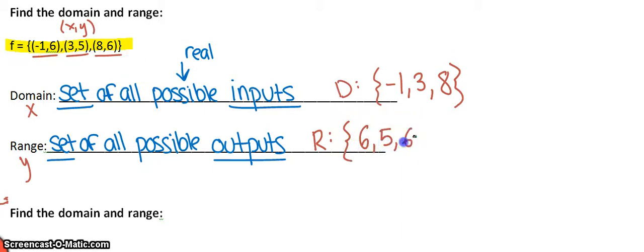Right now I'm just listing what I see. But if you look at my range for this function, notice I'm repeating 6. You don't need to repeat values in your range, because 6 is already included. You don't need to include it twice. So really, my range is just 5 and 6. My possible outputs are 5 and 6. You don't need to repeat.